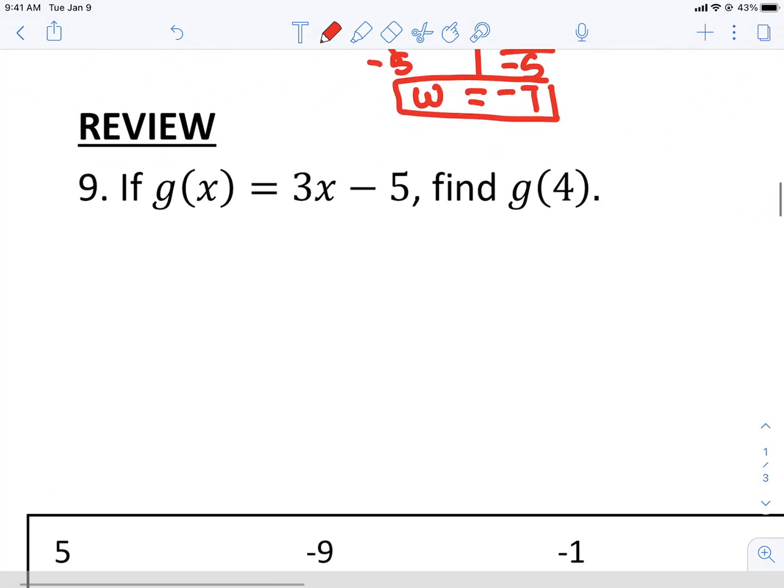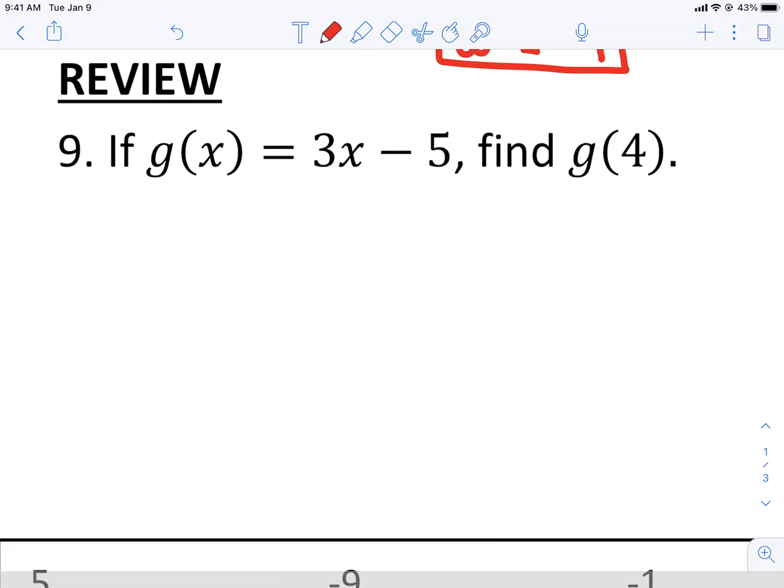Okay, looking at this review. Okay, we do have a review. It says, if g of x equals 3x minus 5, find g of 4. What you need to notice is that originally it was g of x. There was an x in the parentheses, but we want to find g of 4. Notice how we changed the x to the number 4. So in this equation, I'm going to change the x to the number 4.